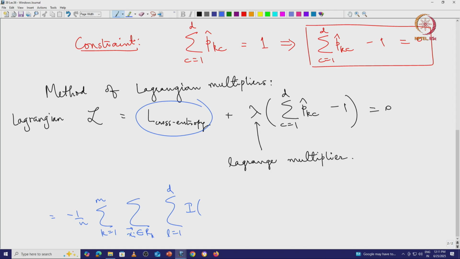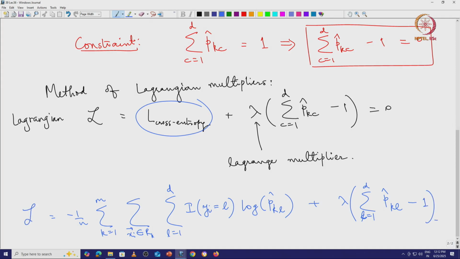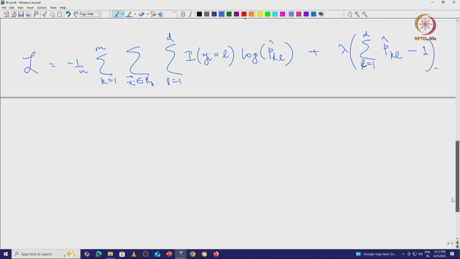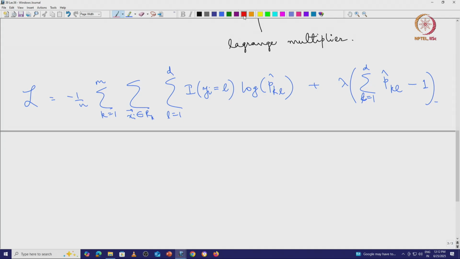Inside the summation, as you know, is an indicator function that tells you whether the class is really equal to the Lth class for that data point, times the log of the predicted probability for the Lth class in the kth node, plus lambda times the constraint, which is sum L equals 1 to d of p hat k L minus 1. So, this is the Lagrangian that we have written down to carry out the constraint optimization. Let us do the constraint optimization and see what results from this.